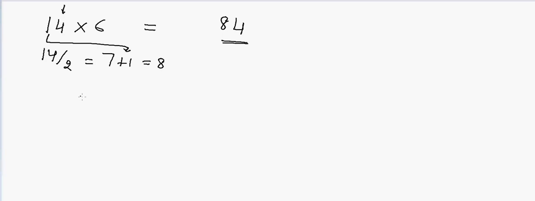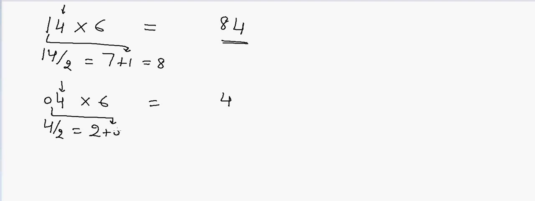Another example, if I have 4 and I want to multiply by 6, in that case the last digit is 4, so I'll write 4 here, and then half of 4 is equal to 2. And because it's a 0 here, if I add 0, it will still remain 2. The answer will be equal to 24.